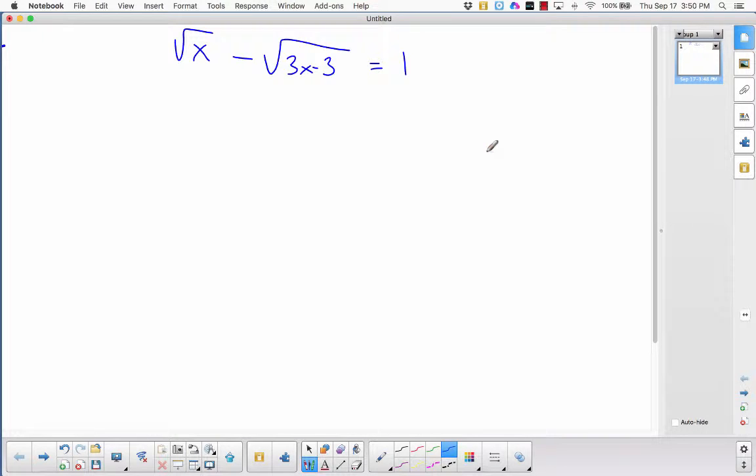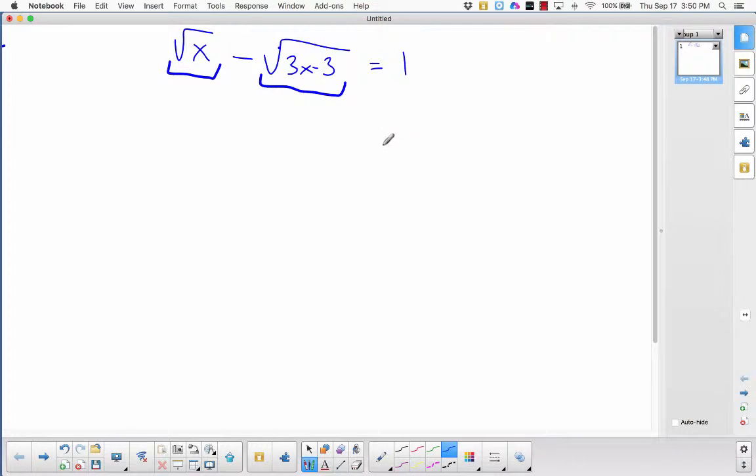Okay, here's a question, solving a radical equation, and you need to solve for x. This one's different in that it's got two radicals in it. So what I would probably do is, well, you need to isolate one of them. So either isolate this one or isolate that one. I'm going to isolate this one because it looks a little meaner than that one.